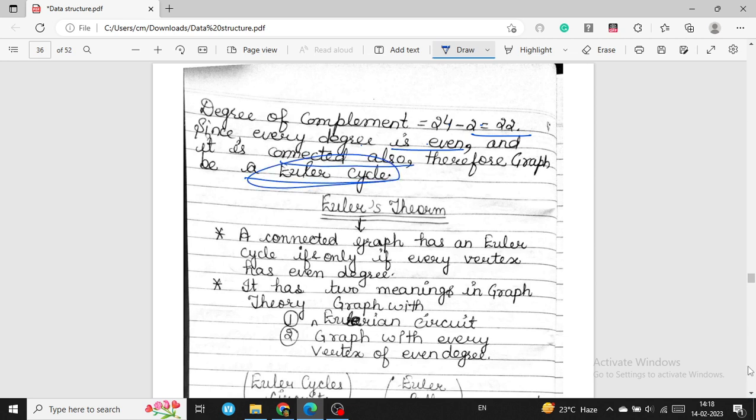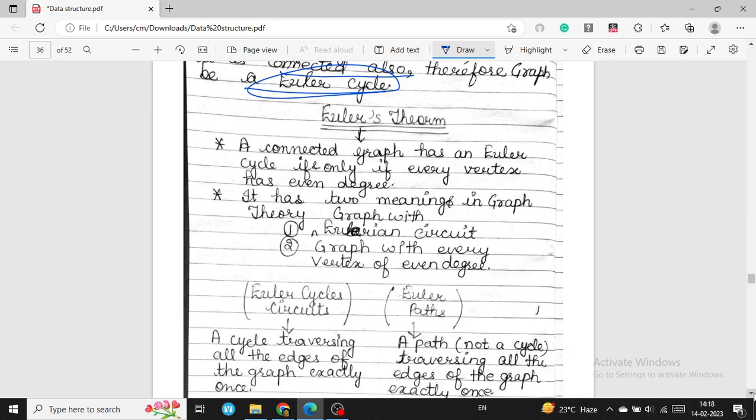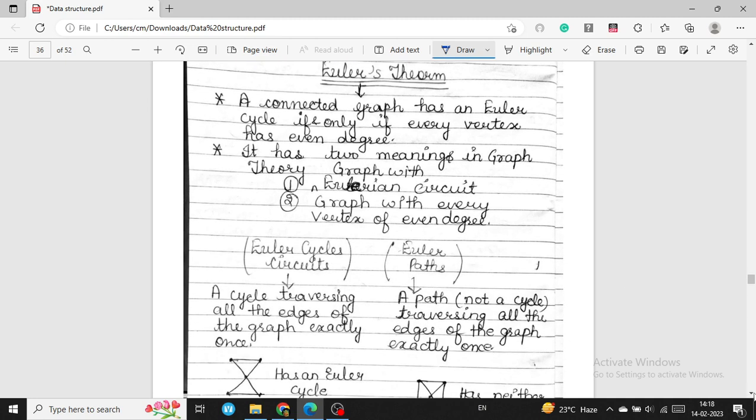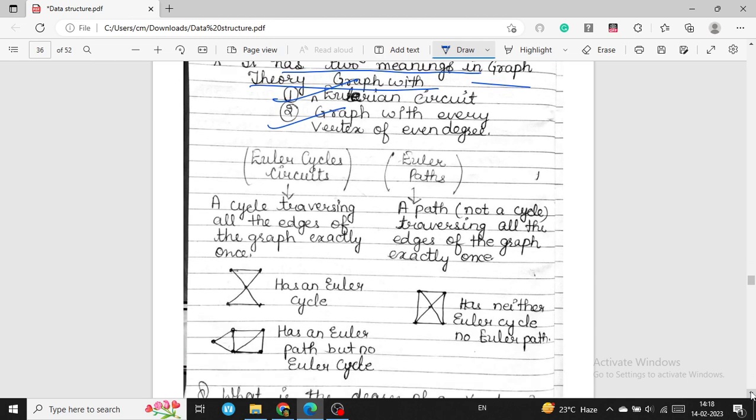Now I am going to discuss in detail what the Euler theorem is. A connected graph has an Euler cycle if and only if every vertex has an even degree, such as 2, 4, 0, 6, etc. It has two meanings in a graph: a graph with an Euler circuit, and a graph with every vertex of even degree. What do you mean by Euler cycles or circuits? Euler circle or cycle, same thing.